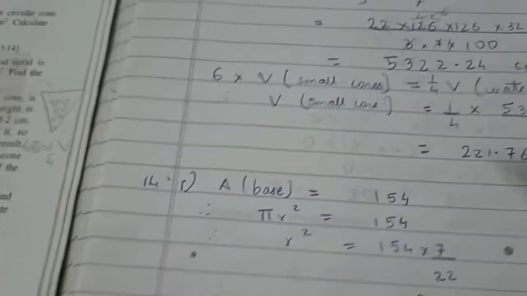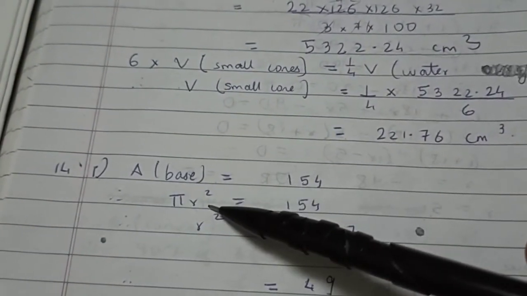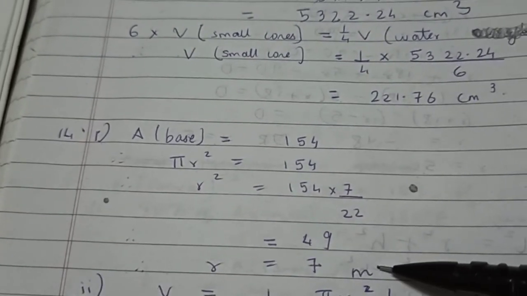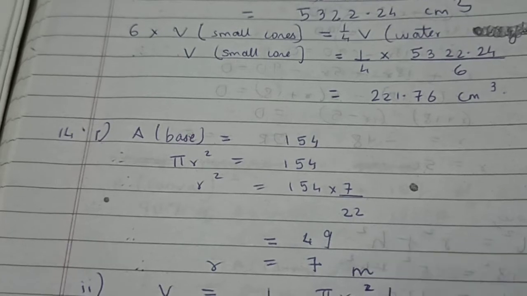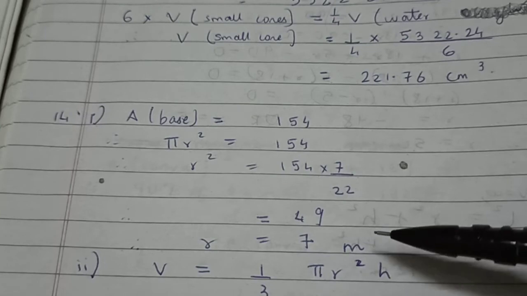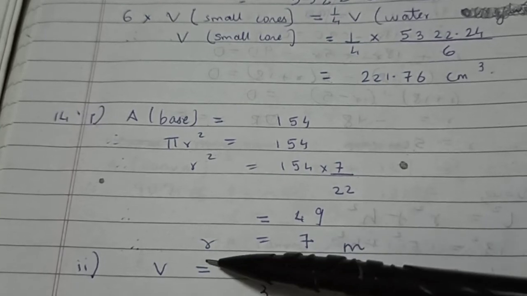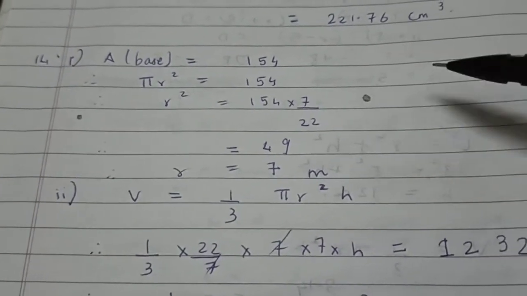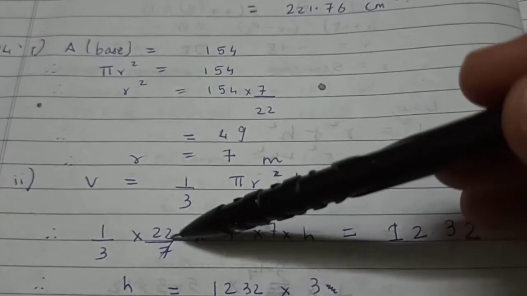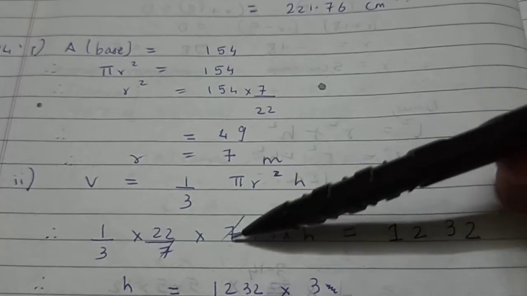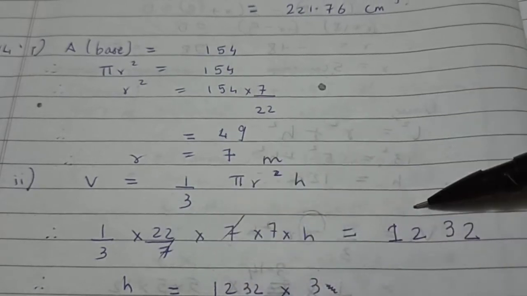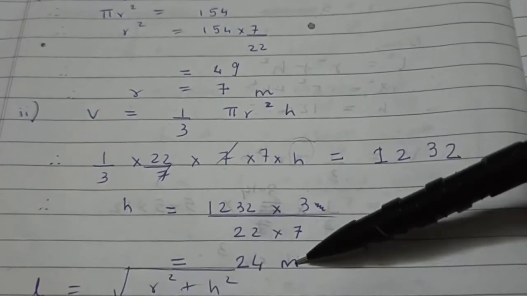First of all, from the area of the base, which is a circle, we can find the radius, which is 7 meters. And now we can find the volume, which is 1/3 pi r square h. In fact, we can find the height from the volume, because volume is already given as 1232. Pi's value is 22/7. R's value we know. Only h is missing. Send everything on the RHS and get the value of h, which is 24 meters.